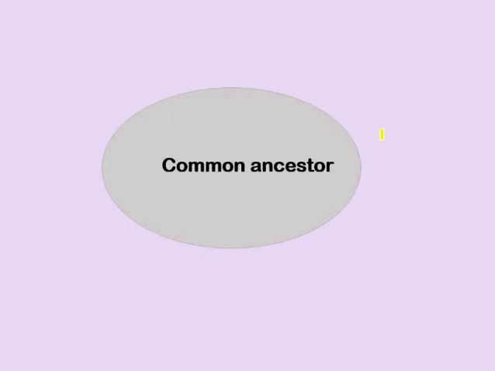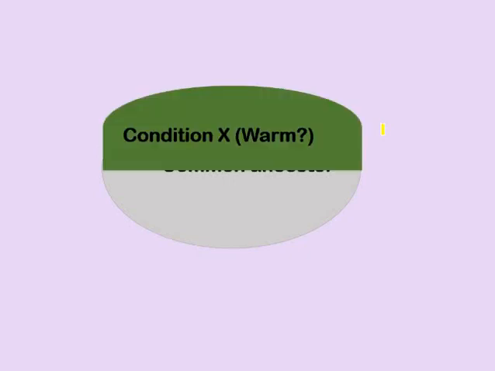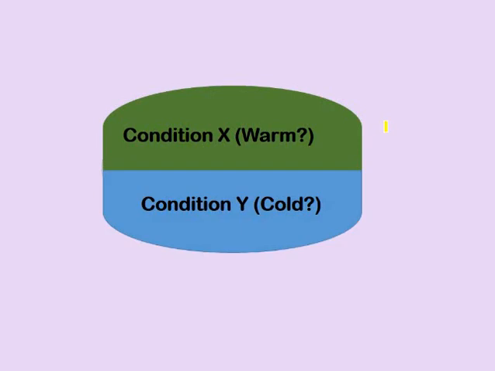Now, we start off with the common ancestor, and let's imagine that in our population, half of them have the selection pressure of there being a warmer temperature, and half of them have the selection pressure of there being a colder temperature.